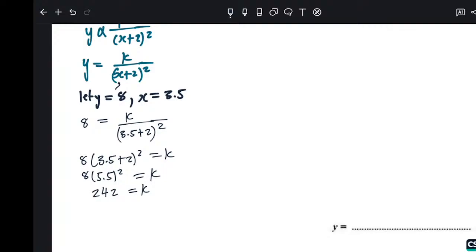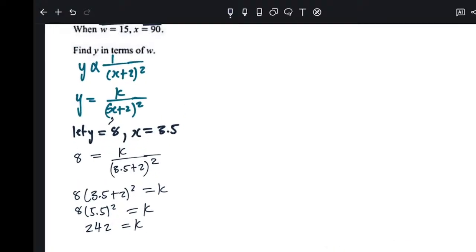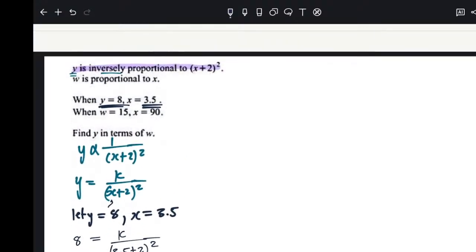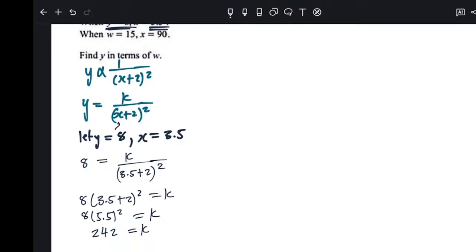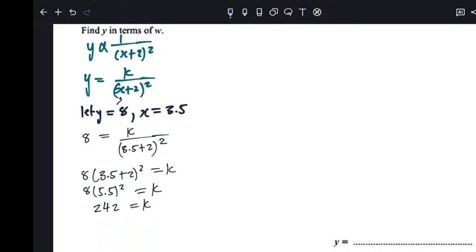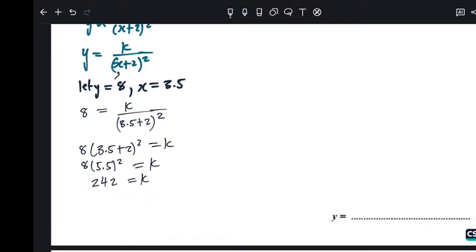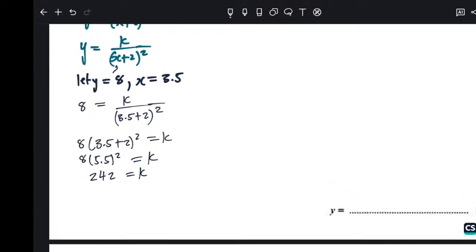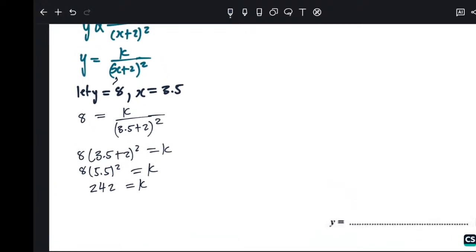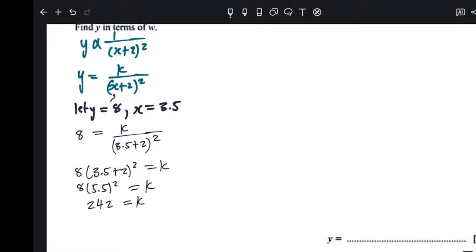Is that it? Make sure it's the one. Let's see. This was 3.5, and here x is 3.5. Have you seen it? Then now you get your 242. Are you seeing, students? Okay, good.